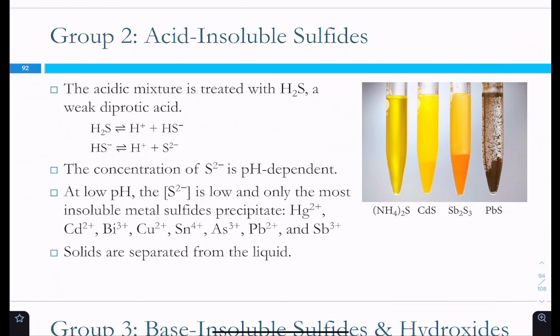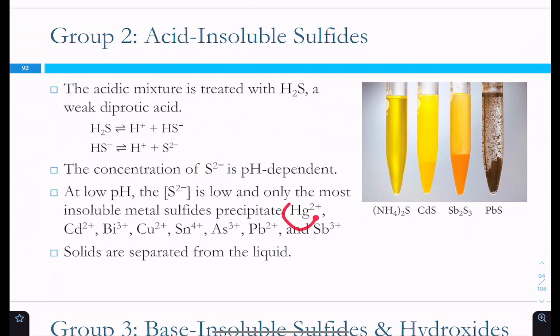Because the concentration of sulfide is pH dependent. So at a low pH, high H plus concentration, you're actually going to have a very low sulfide concentration. And then only your most insoluble metal sulfides precipitate. So this is kind of like the idea with the selective precipitation that we just did. Right? If we can add just enough sulfide to precipitate these more easily precipitated solids, then we can avoid the other ones that are going to be harder to precipitate. It sort of gives us another layer of separation in our experiment.